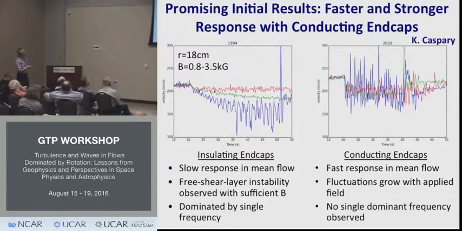So we compared the insulating case and the conducting case. Everything else is the same. At one particular location, the magnetic field increased from 800 Gauss to 3,500 Gauss. And the flow change in the insulating case is very slow and small. In the conducting case, it's very immediate and very large. That showed the importance of the conducting boundary. I would say it's very promising. If that's true, we can really detect MRI in the near term.